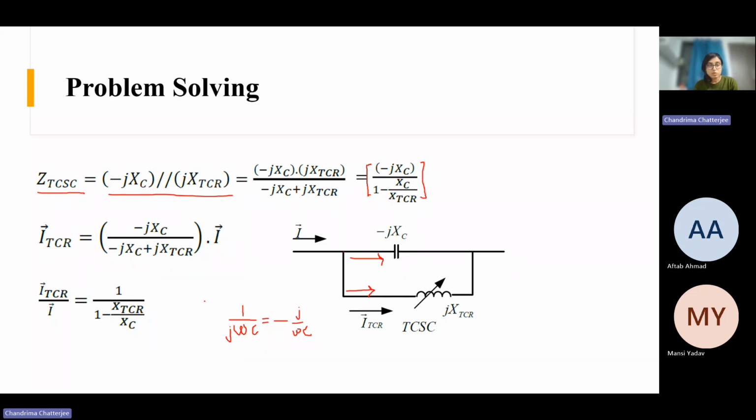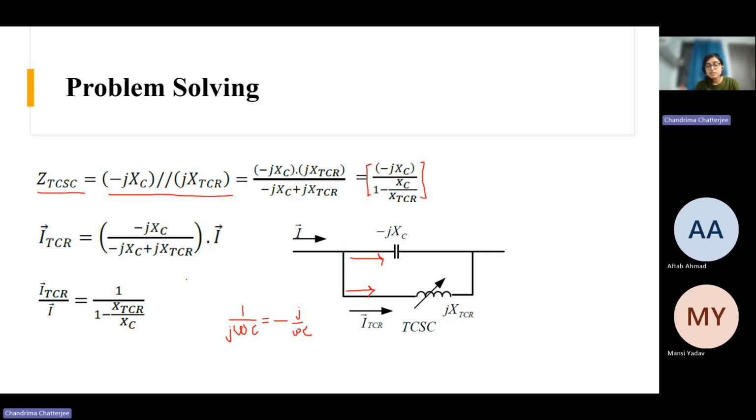What is ITCR then? There is an impedance divider here. So ITCR will be minus jXC by minus jXC plus jXTCR times I. I is the line current. And if you take the ratio, then this is the expression. The j will cancel.